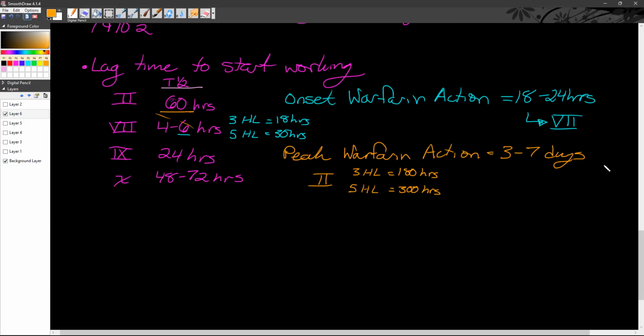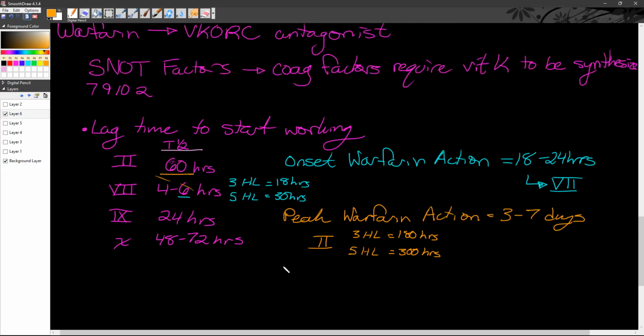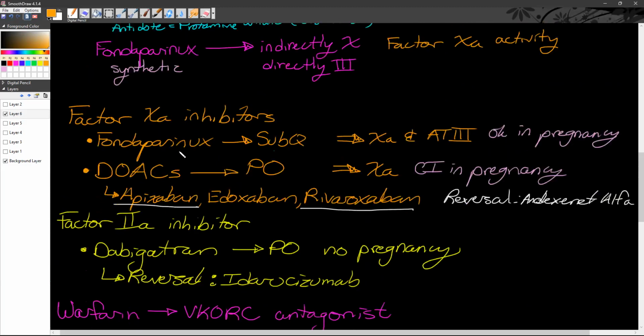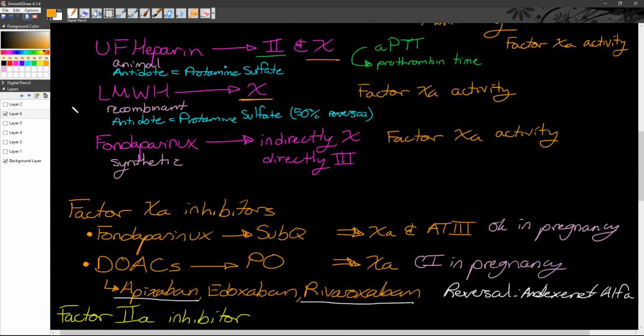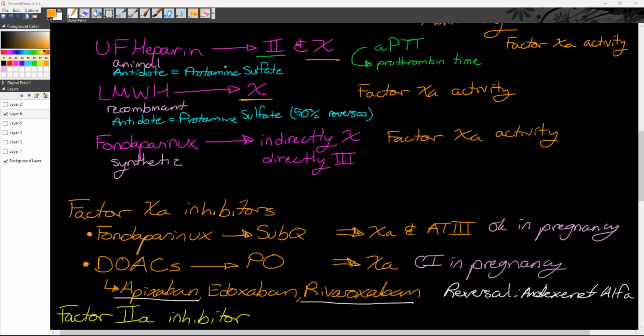So while we're waiting for the warfarin to start working, we might put someone on enoxaparin, in order to have some protection while we're waiting for the warfarin to work. That's called bridging. Does that make sense? Any questions about that?